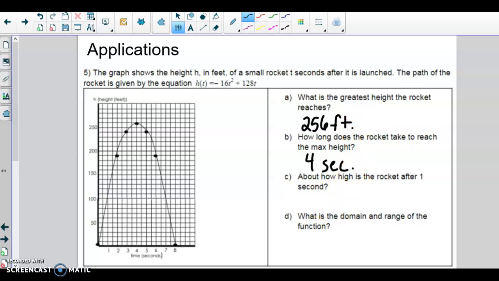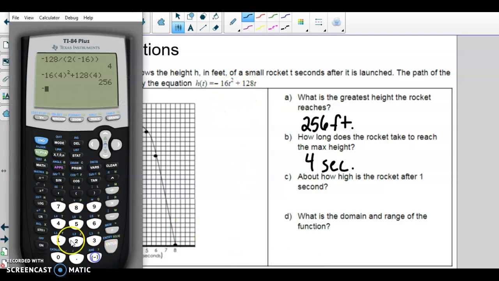And the next question asks how high is the rocket after 1 second. Again, I can look at the graph. If I go over to 1 second, it looks to be about 100. But I can actually calculate that since I have the function. At 1 second, the time is 1, so I can put a 1 in for t. Again, I'm just going to do it in my calculator. Negative 16 times 1 squared plus 128 times 1. That's just 128, I'll put it there anyway. And I get 112. So the graph looked to be about 100, but the actual value there is 112.